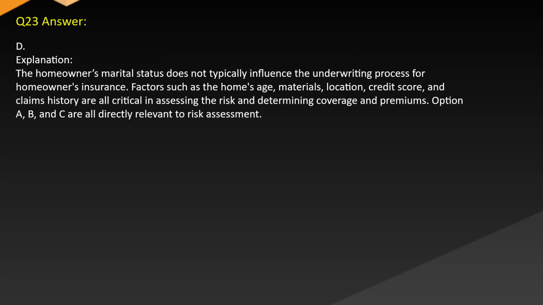Answer: D. Explanation. The homeowner's marital status does not typically influence the underwriting process for homeowners insurance. Factors such as the home's age, materials, location, credit score, and claims history are all critical in assessing the risk and determining coverage and premiums. Option A, B, and C are all directly relevant to risk assessment.